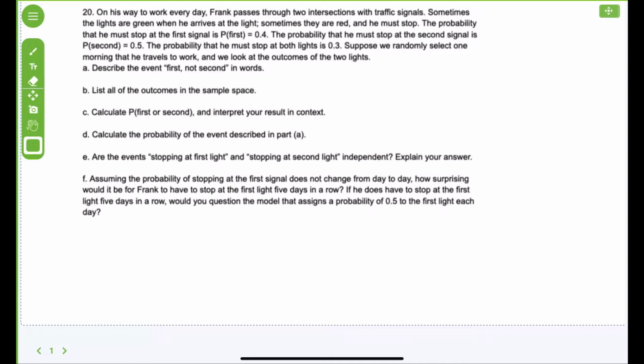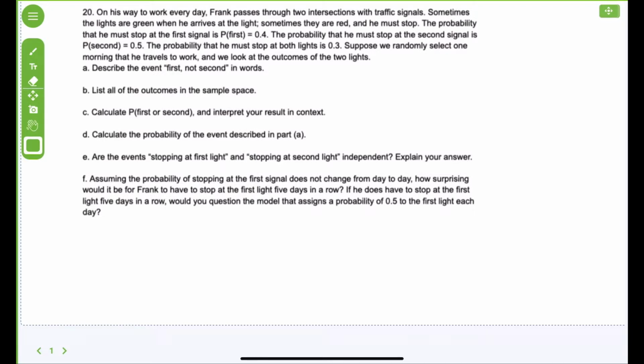It says, on his way to work every day, Frank passes through 2 intersections with traffic signals. Sometimes the lights are green when he arrives at the light. Sometimes they are red, and he must stop. The probability that he must stop at the first signal is P(first) equal to 40% or 0.4. The probability that he must stop at the second signal is P(second) equal to 0.5 or 50%. The probability that he must stop at both lights is 0.3.